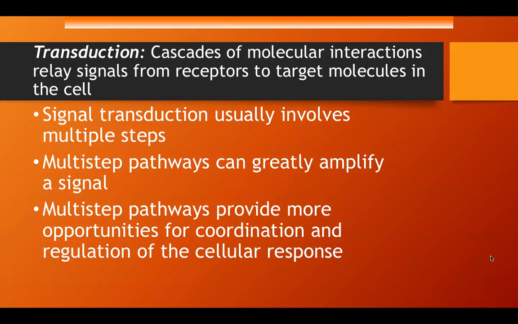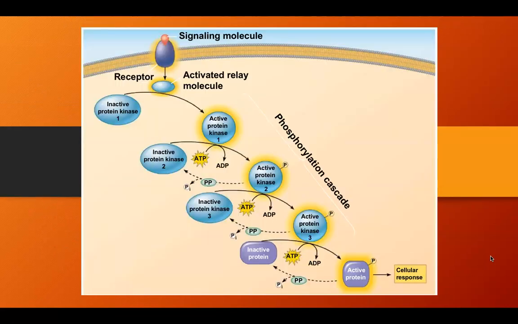Transduction is simply relaying the signal. And again, the signal transduction pathway usually involves multiple steps. I think I talked about this earlier. Those steps can either amplify the signal or help you to better control the signal, and they provide more opportunities for coordination and regulation. So the signal can be turned on, it can be turned off, it can be turned up, it can be turned down, because these are multi-step pathways.